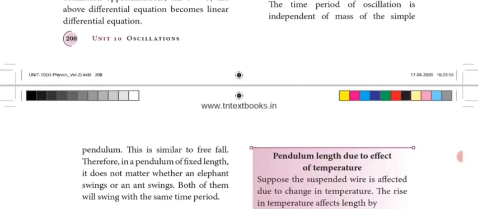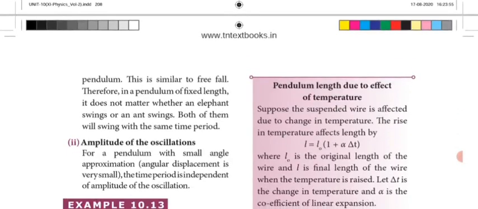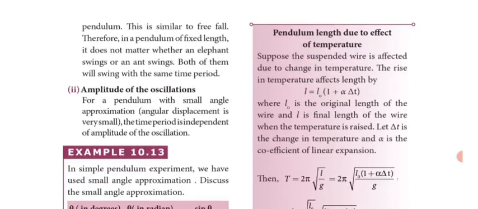So, the time period of oscillation is independent of the mass of the simple pendulum. This is similar to free fall. In a pendulum with a fixed length, it does not matter whether an elephant swings or an ant swings. Both of them will swing with the same time period.